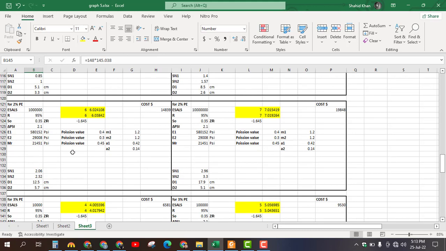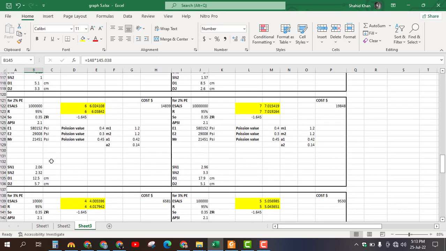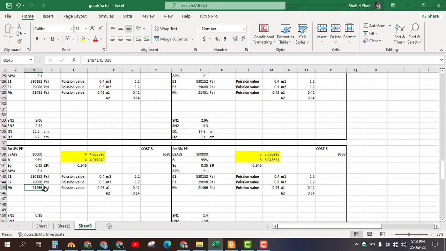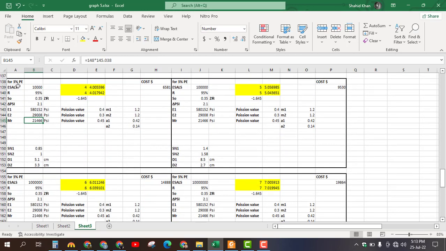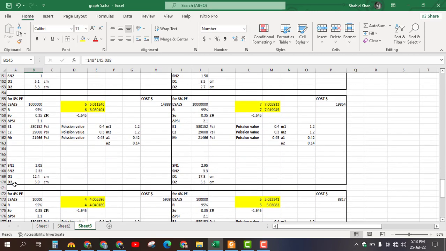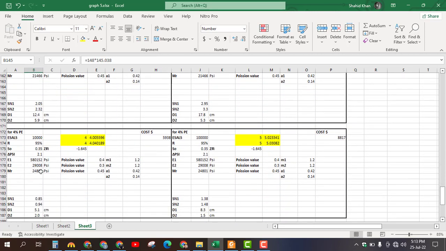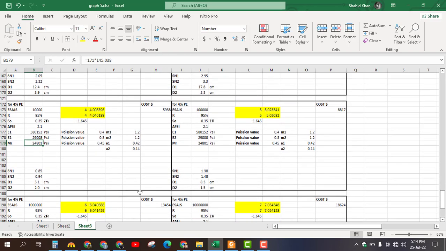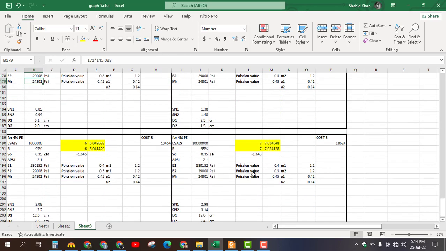Because if you increase the percentage of PE, the resilient modulus increases from 21,451 to 21,466, and by increasing from 3% to 4%, the MR value again increases from 21,466 to 24,801. Thus the thickness is further reduced and the cost also reduces.